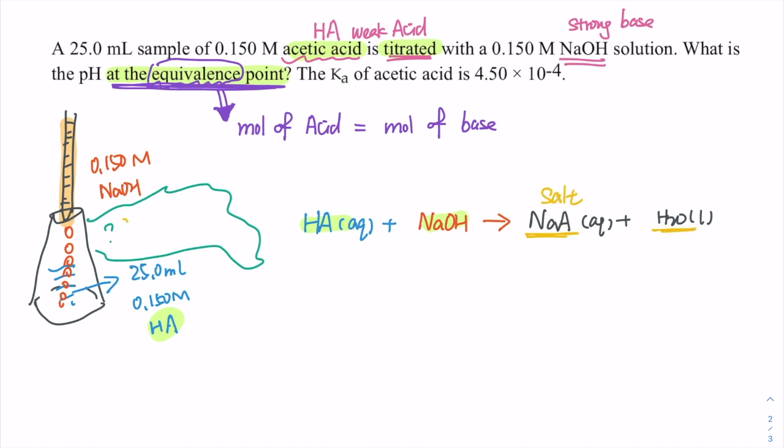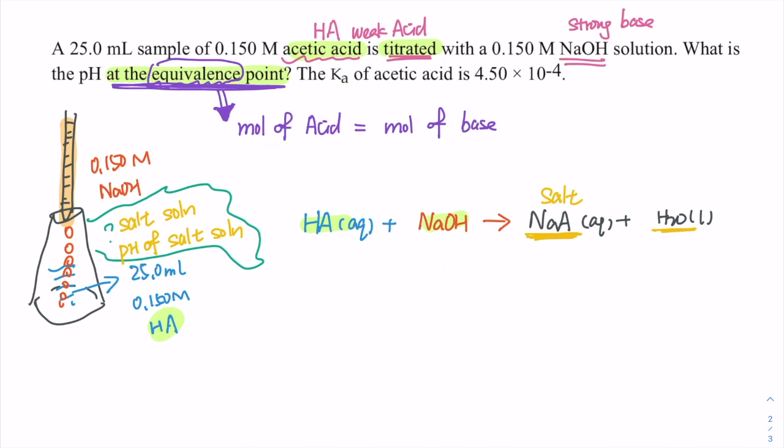So at the equivalence point, you have a salt solution. Our job is actually calculating the pH of the salt solution. Of course, we need to analyze how that salt behaves. But before we get to that point, we also need to know how much is left in terms of moles. From that point, then we'll continue.